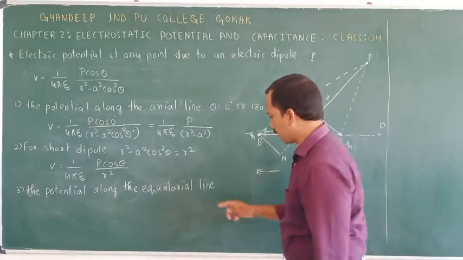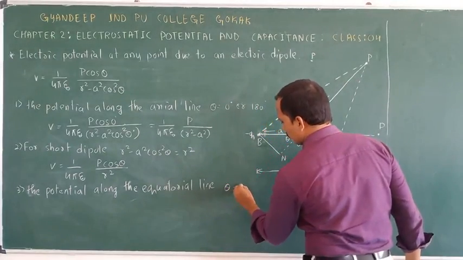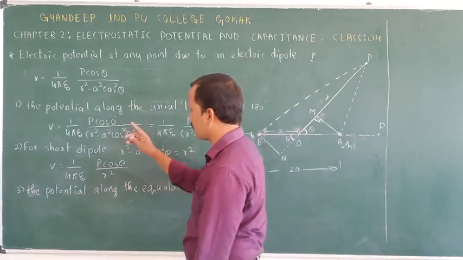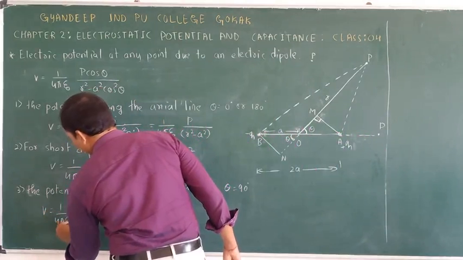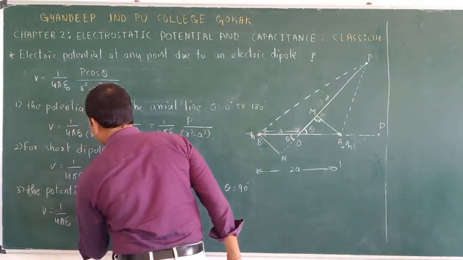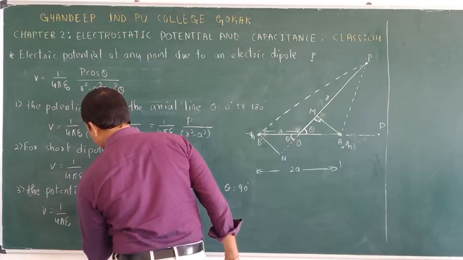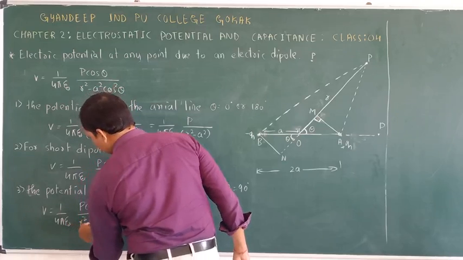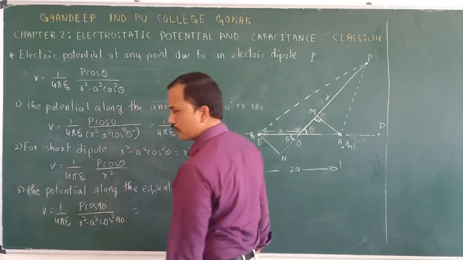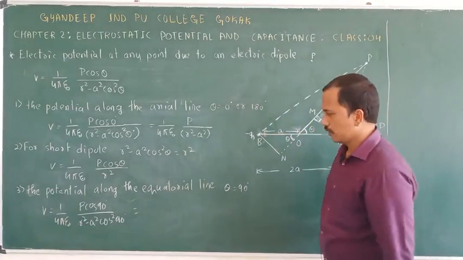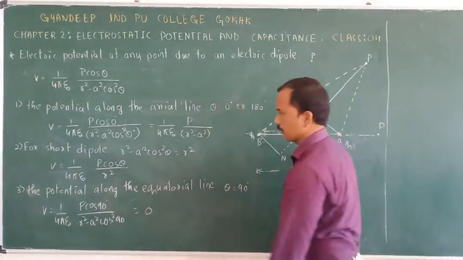So for the equatorial line, the value of theta is equal to 90 degree. Therefore, substitute that value. V is equal to 1 by 4 pi epsilon naught, P cos of 90 degree divided by r square minus a square cos square 90 degree. What is the value of cos 90? Cos 90 is 0. Therefore, this is equal to 0.